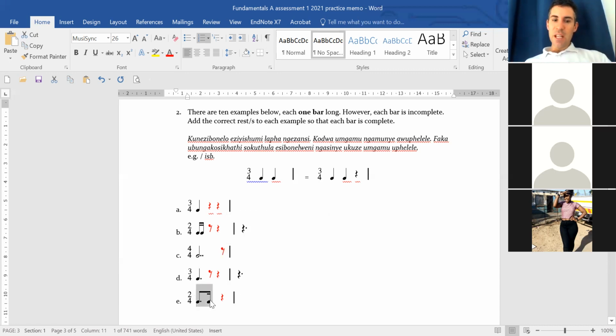Four. Right. Here's one of those interesting notes here. Okay. Sorry, let me take that away. The first note is, what kind of note are we dealing with here? This first note here.